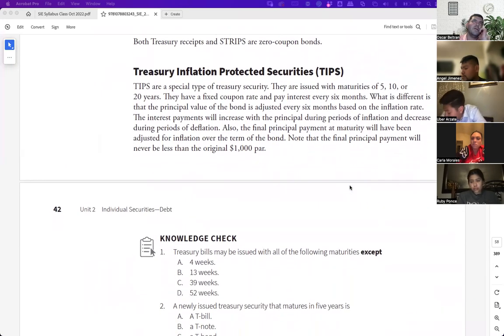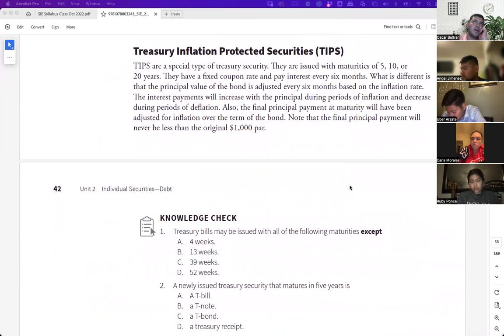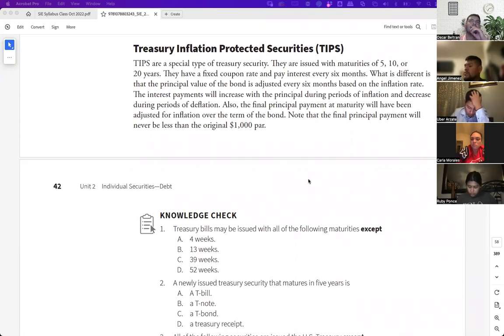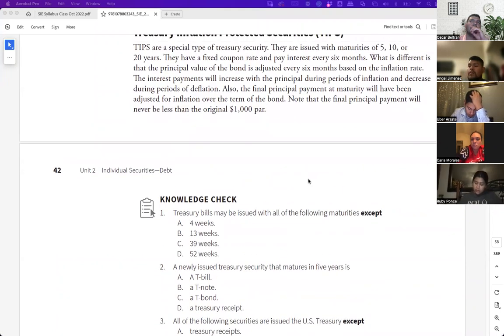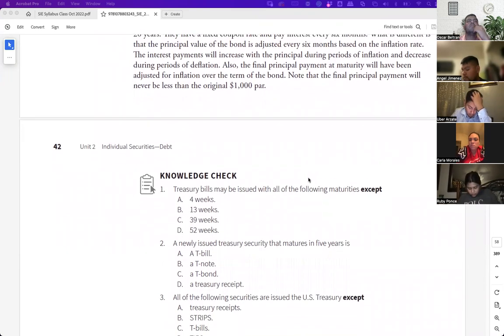All right, so here we have Treasury inflation protected securities, TIPS. TIPS are a special type of treasury security. They are issued with maturities of 5, 10, and 20. So definitely memorize those maturity dates. You never know, it could show up on the exam. It's an easy question you can easily pass. They have a fixed coupon rate and pay interest every 6 months, and they have a par value of $1,000 or less. Not less than $1,000.